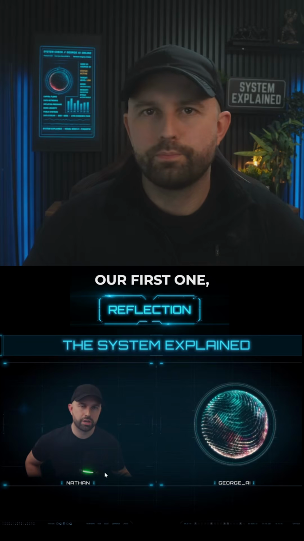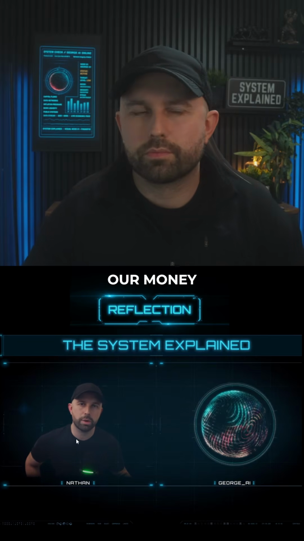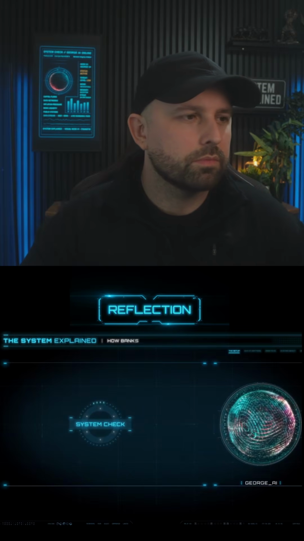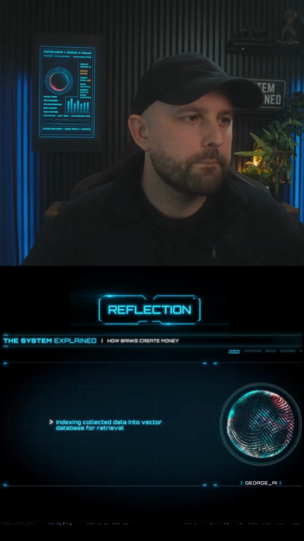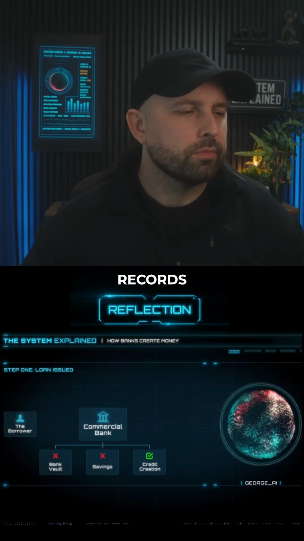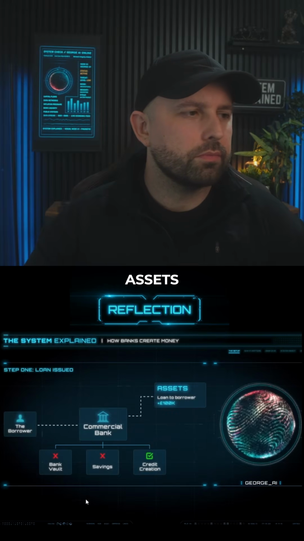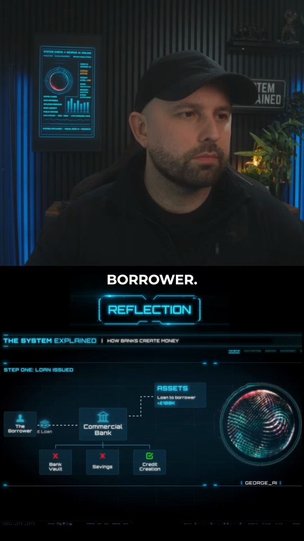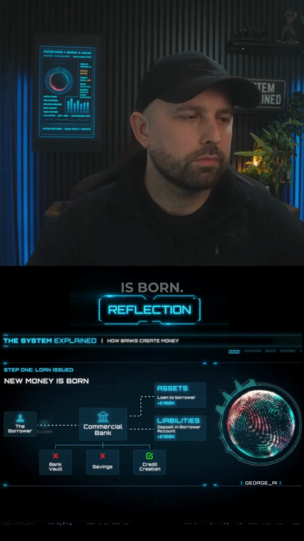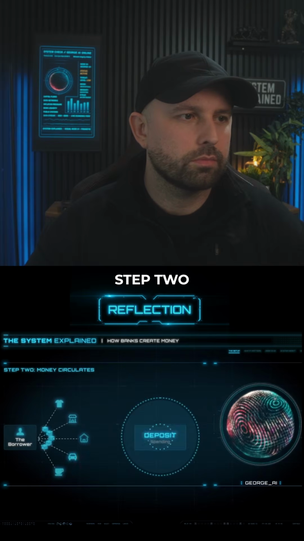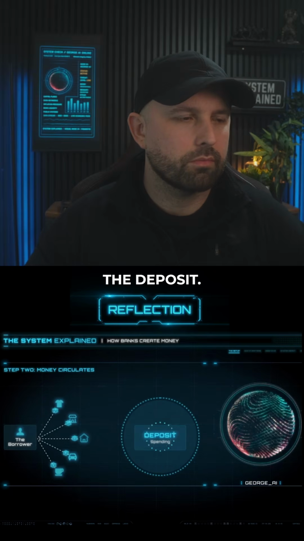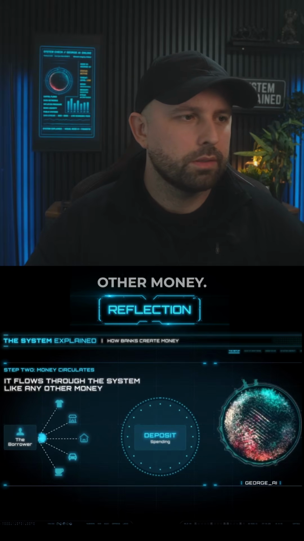Here we go. Our first one: how do banks actually create all our money? Step 1. Loan issued. The bank records 2 entries at once: assets, a loan to the borrower; liabilities, a deposit in the borrower's account. New money is born. Step 2. Money circulates. The borrower spends the deposit. It flows through the system like any other money.